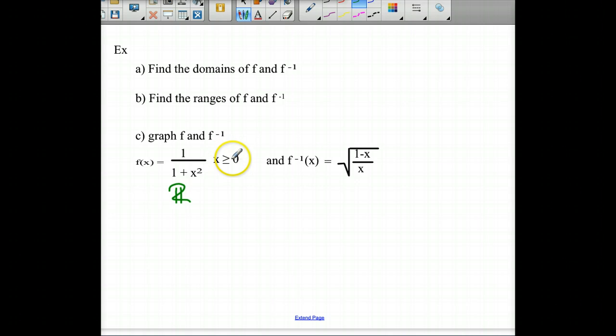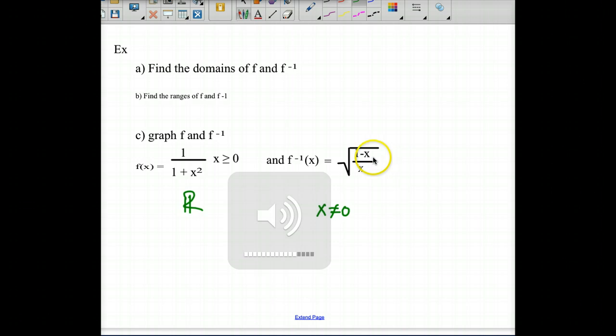All right. This one, however, you cannot have a 0 in the denominator. So x cannot equal 0 here. And also, here, we can't have a negative inside the square root. So let's look at this square root here. We know that what's inside the square root can never be negative.